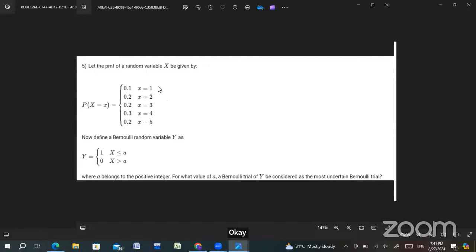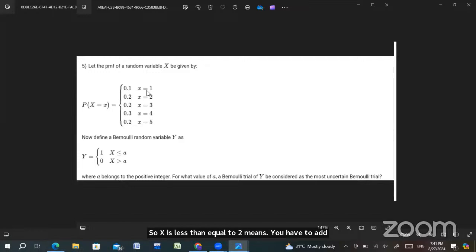Then you will check for the other point, which is 2. So the probability of Y at point 2 is equal to the probability that X is less than or equal to 2. X less than or equal to 2 means you have to add these two probabilities.